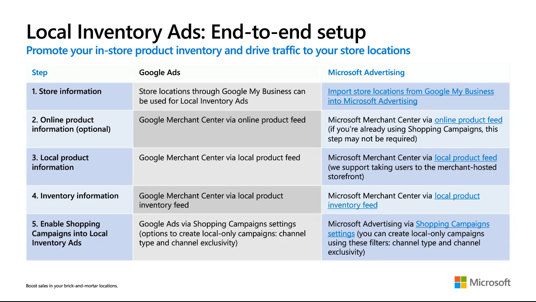There are filters available for channel and channel exclusivity that allow you to target products sold exclusively in-store or online. In terms of reporting, the product partition unit and product dimension reports will allow merchants to segment data by store code and also by click type, where click type is either a click on a regular shopping ad or a local product one.